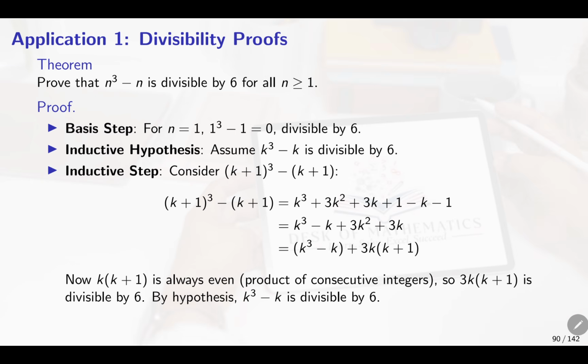Okay, or you can do it another way. The same question you can do in another way. What will you do? In the inductive step, what I did in the inductive step, I said that this k cube minus k is divisible by 6.